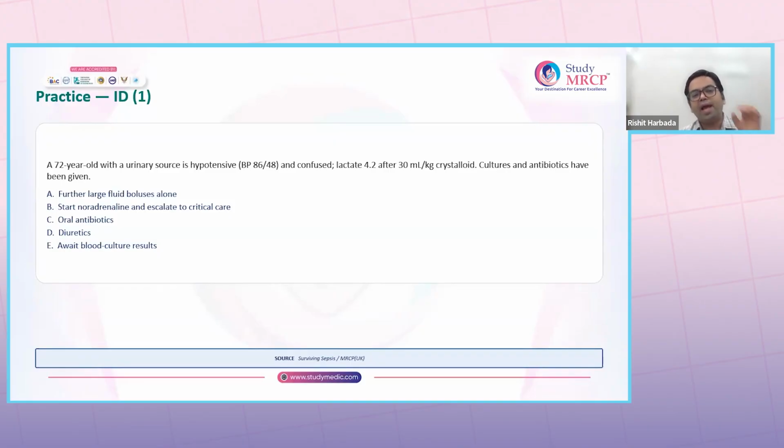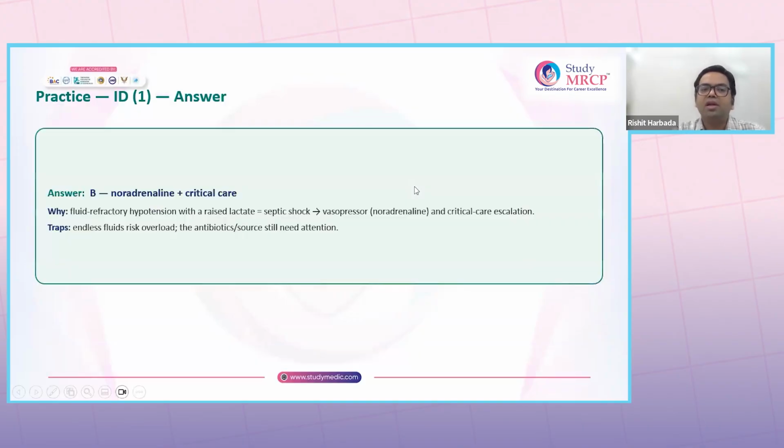A 70-year-old man with a urinary source of infection is hypotensive. BP is very low, 86/46, and he is confused. The lactate is high. After 30 ml per kg of crystalloids, he continues to have low BP. Cultures and antibiotics have been given. What is the further treatment? Here the treatment will be to give noradrenaline, and you have to escalate to critical care.